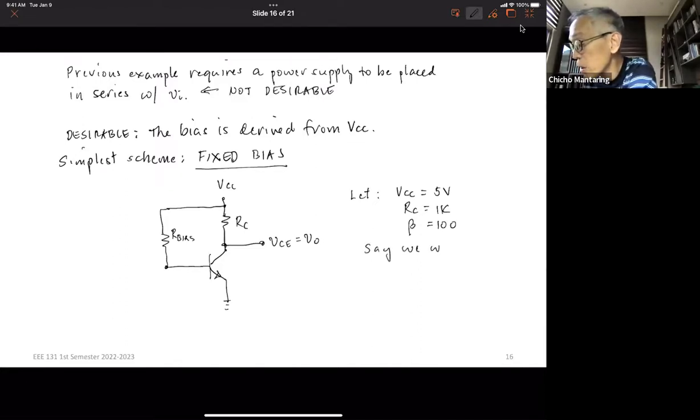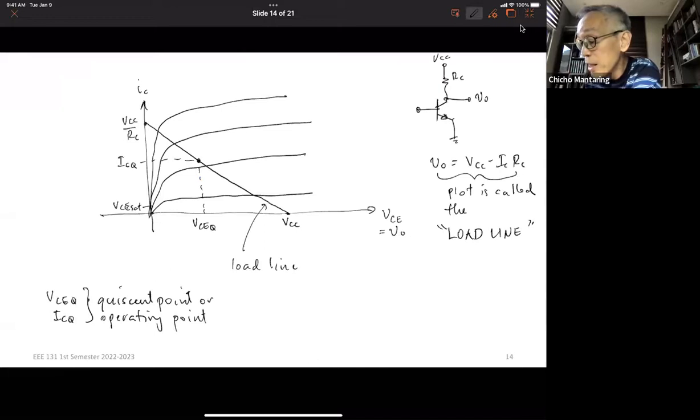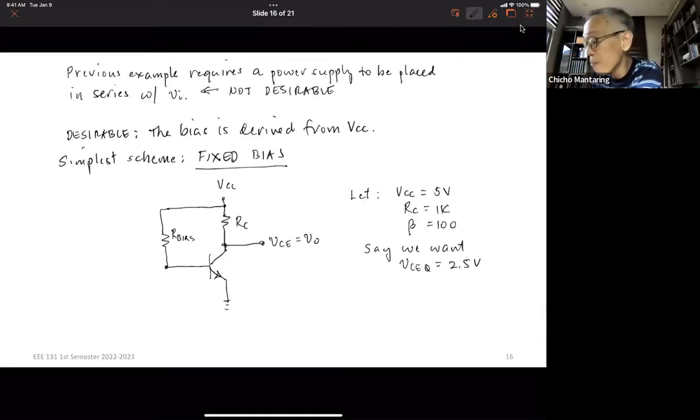So say we want VCEQ to be equal to 2.5 volts. I just said that arbitrarily, kasi VCC is equal to 5 volts. Sabihin natin gusto ko lang yung VCEQ 2.5 volts. In other words, pag tinignan ko to, itong VCEQ nasa gitna lang ng VCC and 0. That may not be the best bias point, but kunwari na lang for this particular case, I want VCEQ to be equal to 2.5 volts.